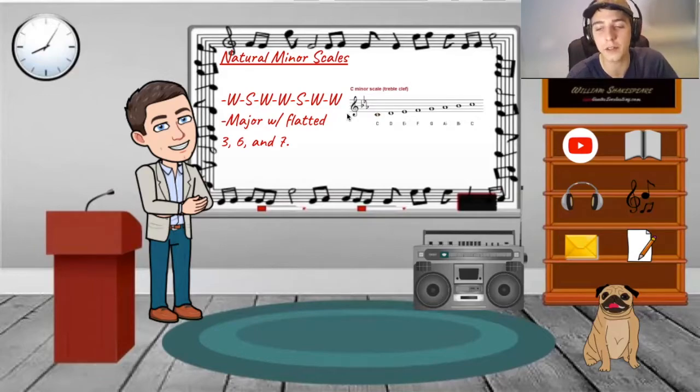If it helps you to think about it this way, you can also think of it as the major scale with a flatted 3, 6, and 7. So if you look at this diagram over here, this staff, we have C, D, E, F, G, A, B, C, right? But our 3, E, is flatted, our 6, A, is flatted, and our 7th, B, is flatted.